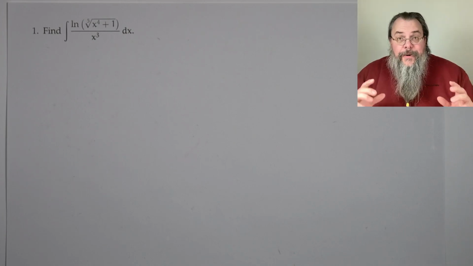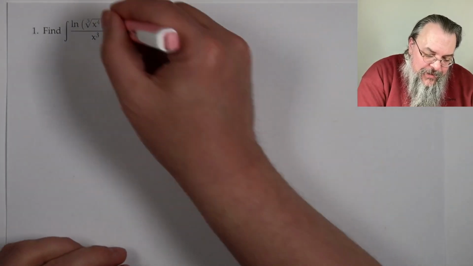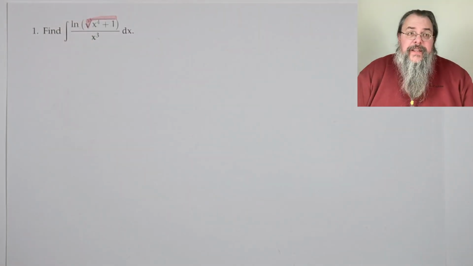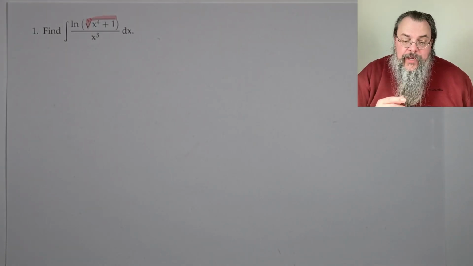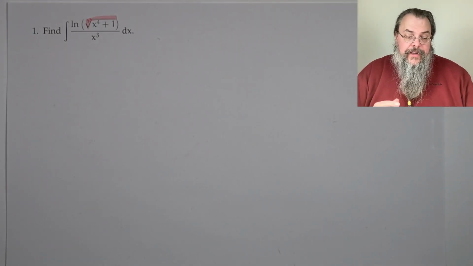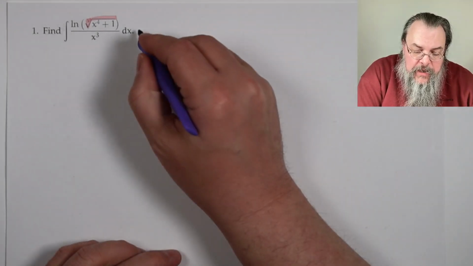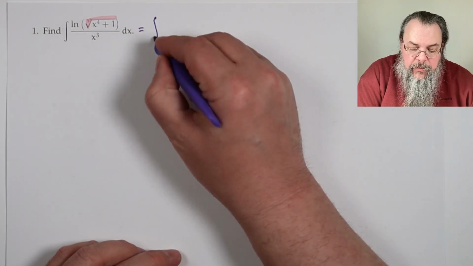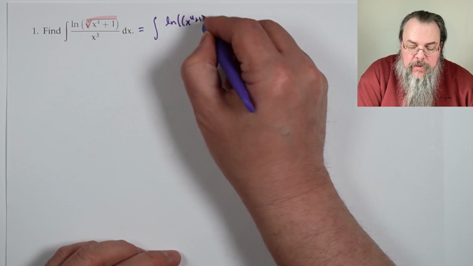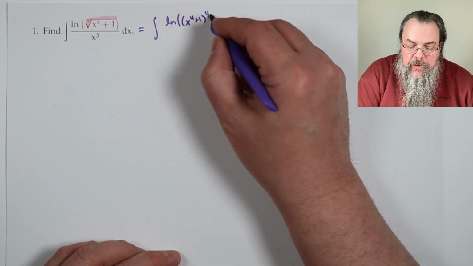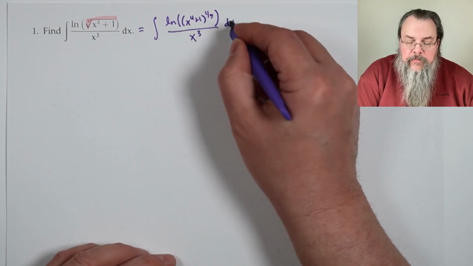Ugh. Now, before we get too far, I want to make an observation. This part right here, that fifth root part, looks scary. But we're allowed to rewrite things so that they don't look scary. Absolutely. So let's do that. Notice that we could have said this is the same as the integral of log of x to the fourth plus 1, and the fifth root means to the 1/5 power, over x cubed dx.